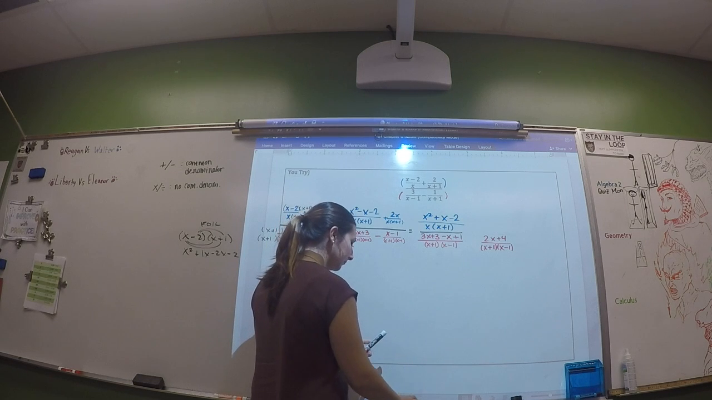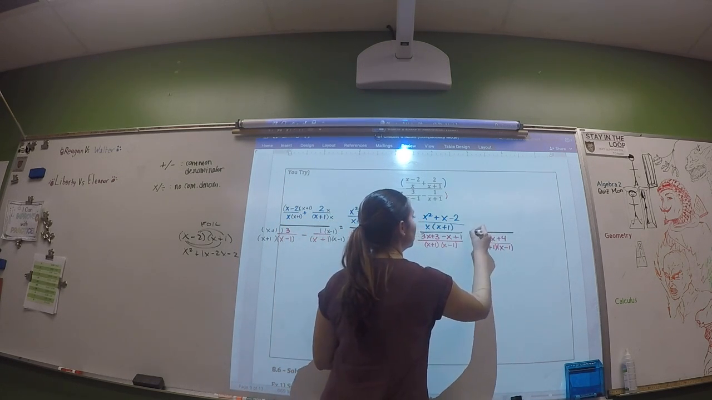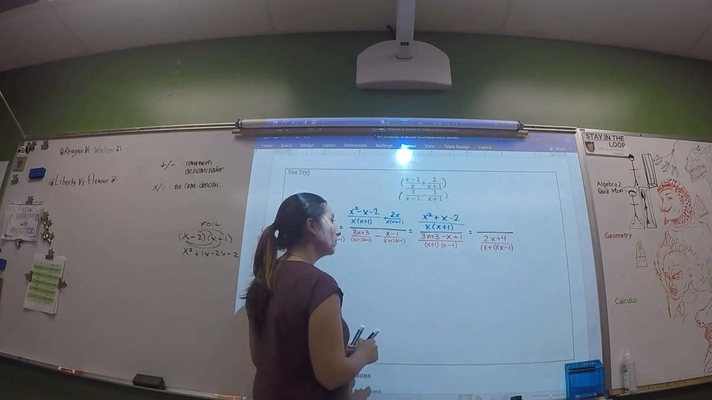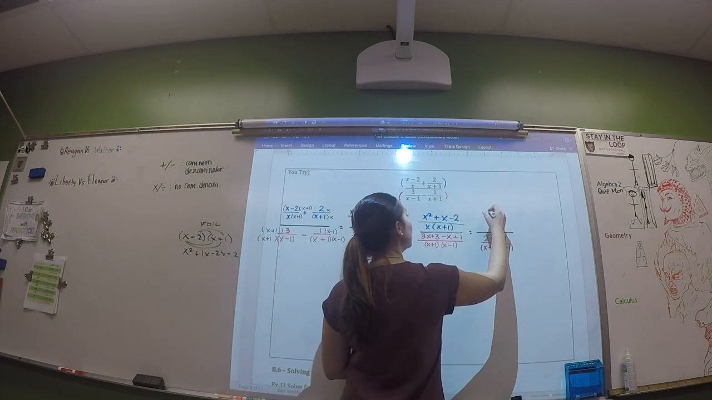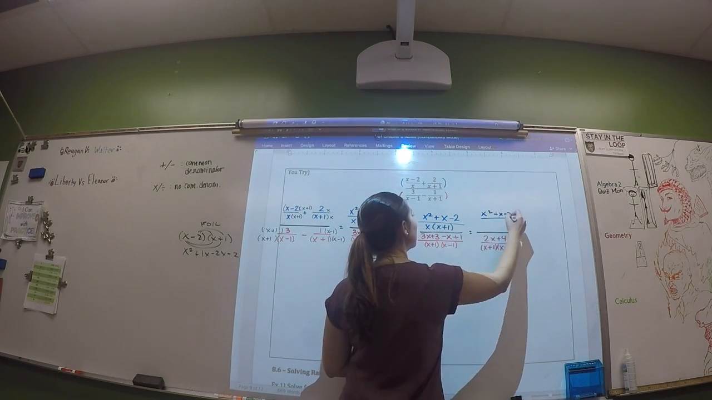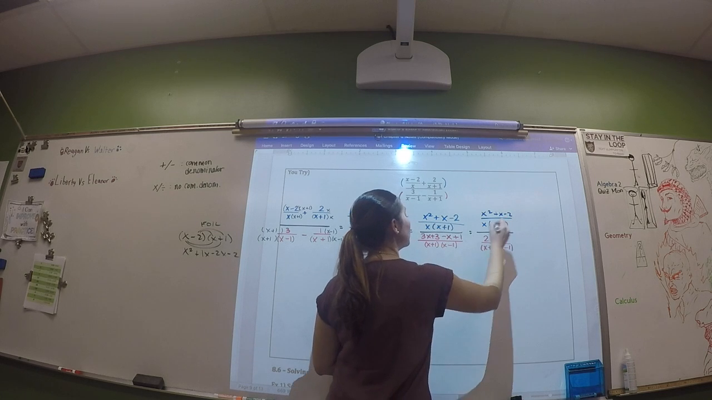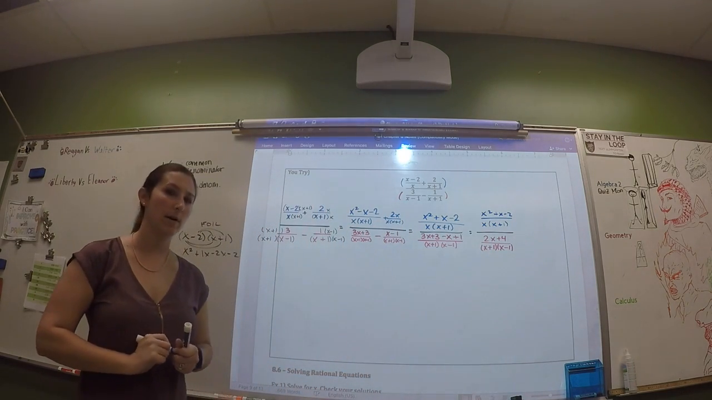Wait, I got x minus 1. Where? That was really unspecific. Yeah, where?